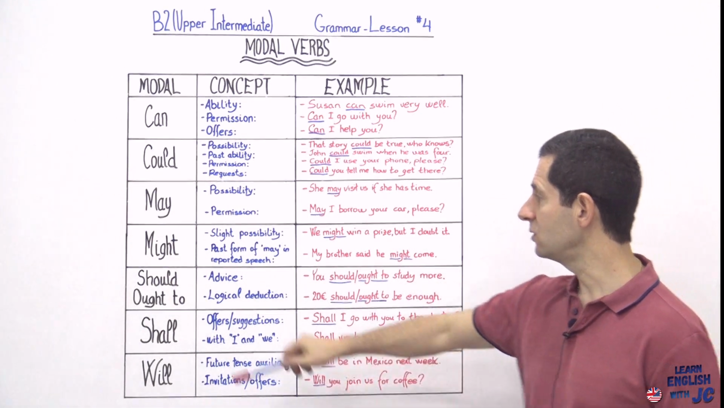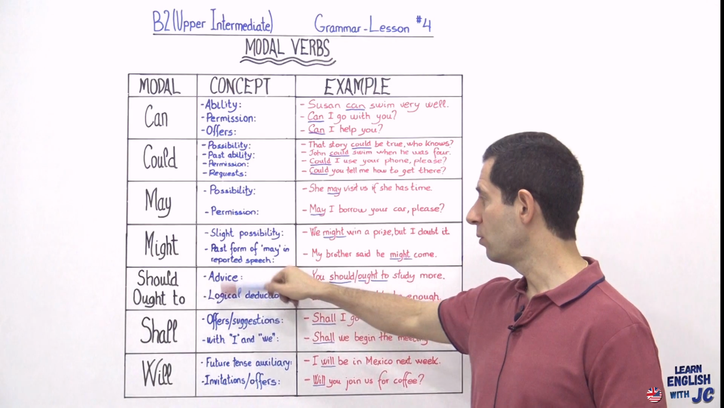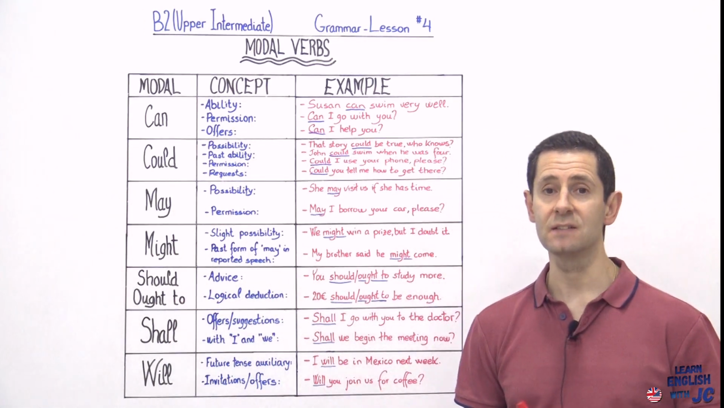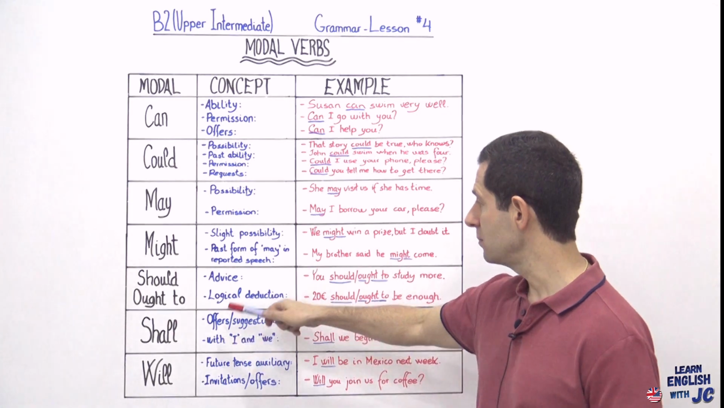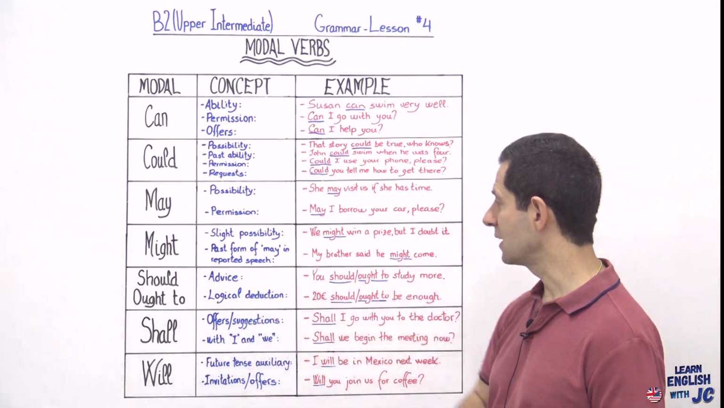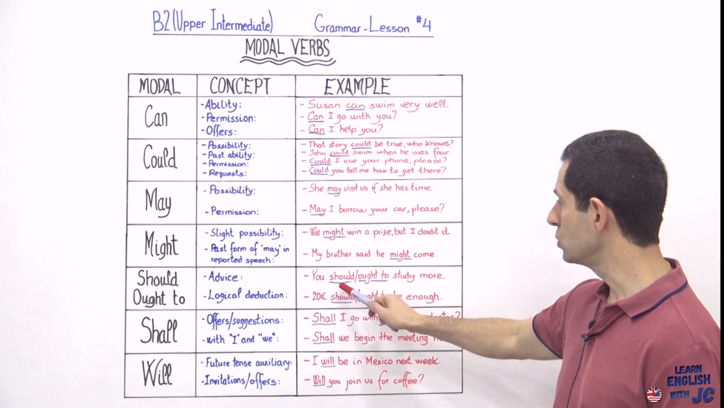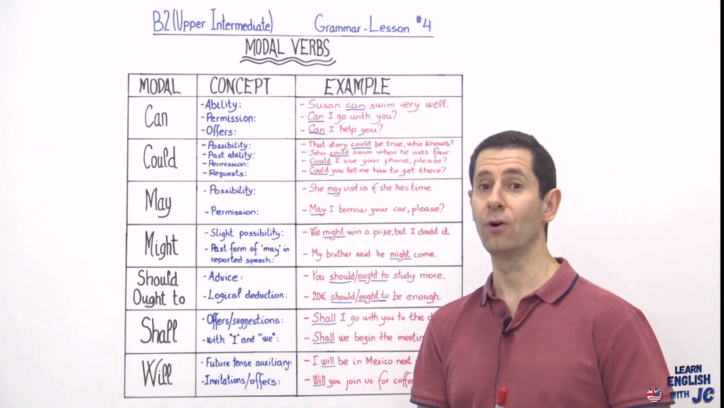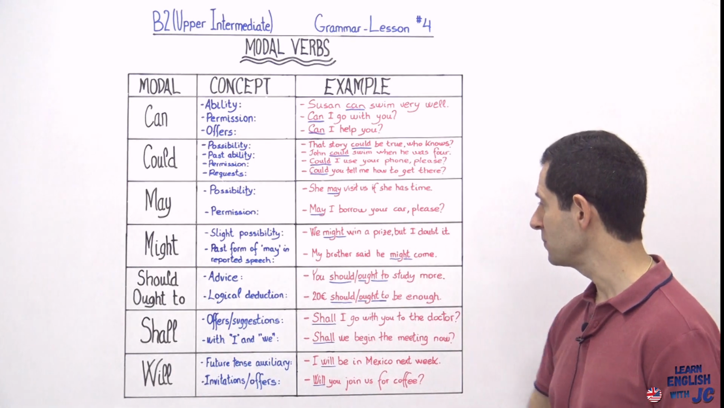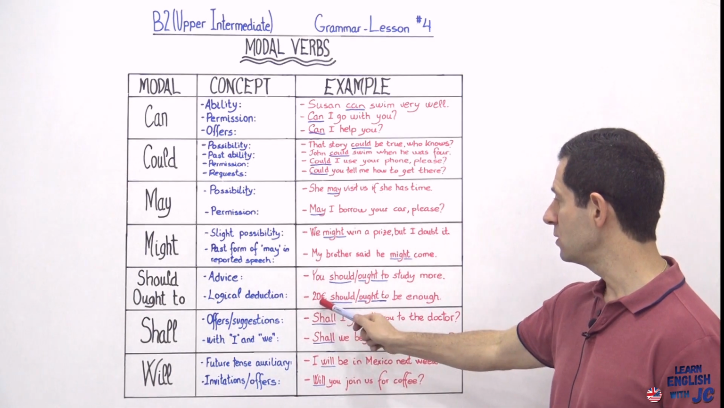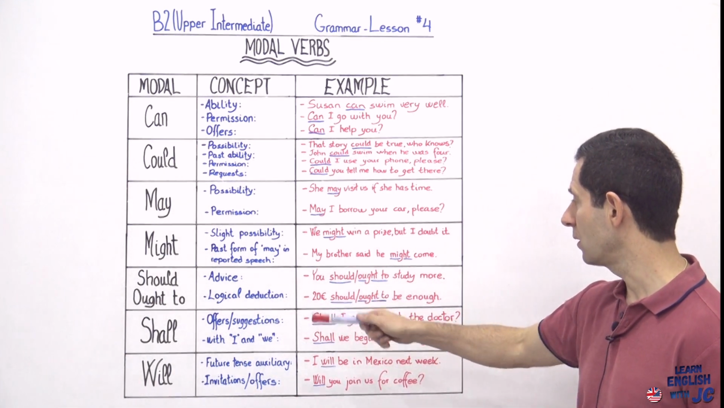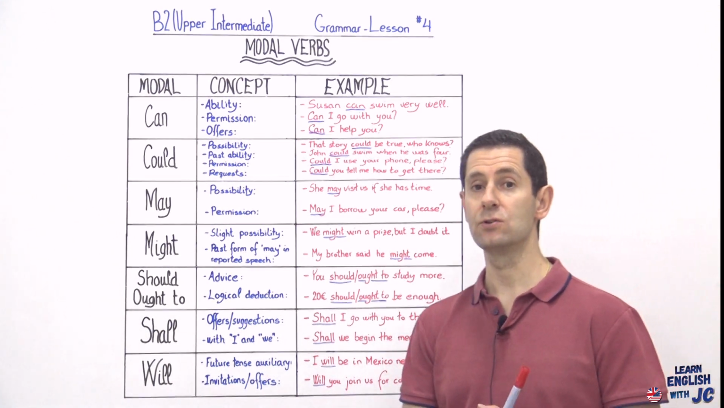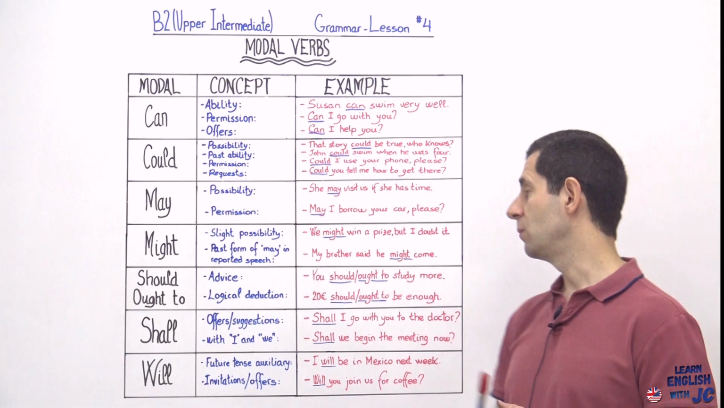All right. Now, in terms of should and ought to, they are both used. Ought to gives a little bit more emphasis to the sentence, but the uses are the same. Advice and logical deduction. For instance, you should or ought to study more. That's what I tell my students. You should or ought to study more, much more actually. Logical deduction: 20 euros, or 20 bucks if it is dollars, should or ought to be enough. So 20 euros should or ought to be enough, depending on what you want to buy.